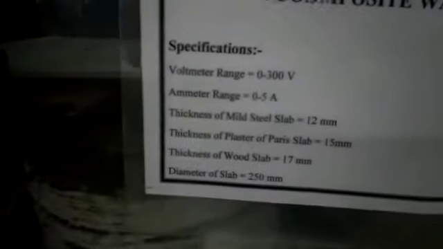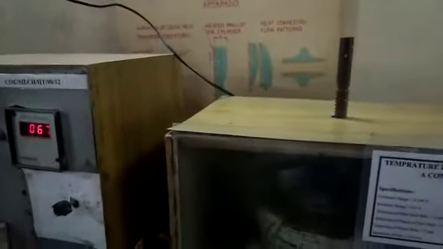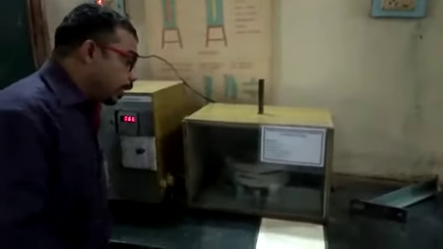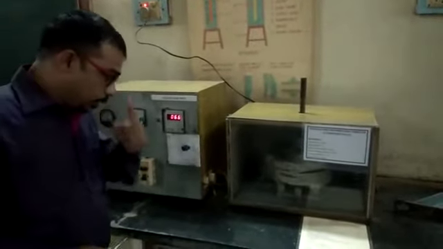So here you can see the circular block, and it is a combination of three different materials: mild steel, plaster of Paris, and wood slab. How to proceed with the experiment, what is the procedure for this experiment, and the calculation of the temperatures that we are going to record in this experiment will be explained by Dr. Sumed Ingre.